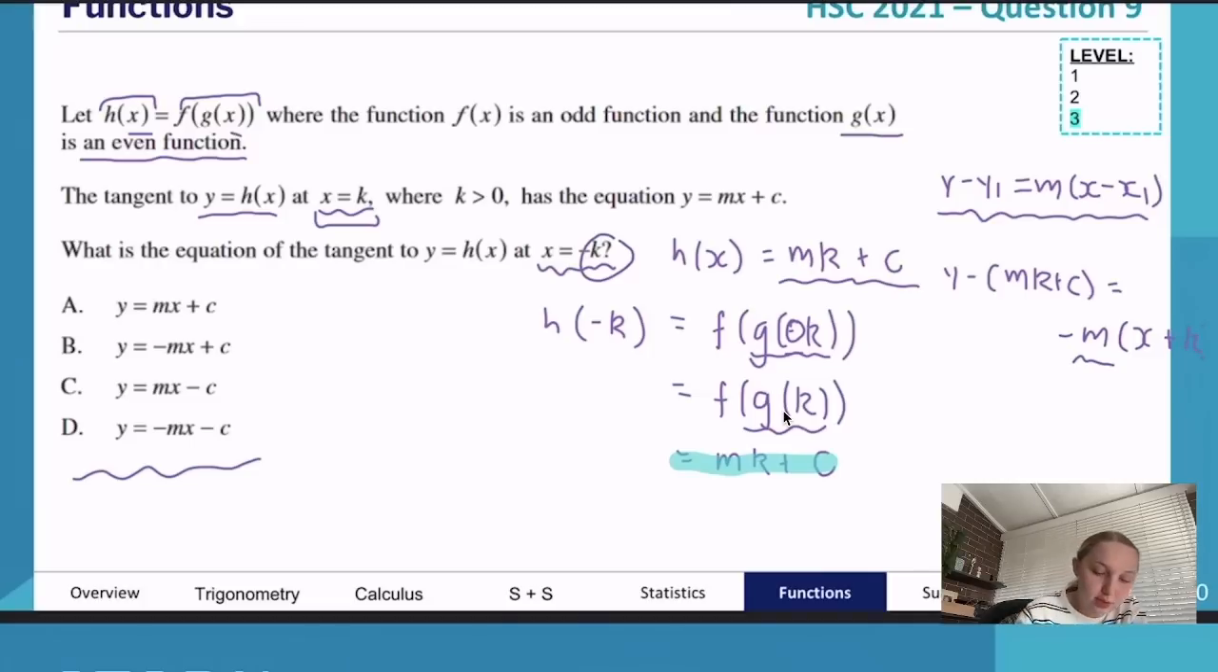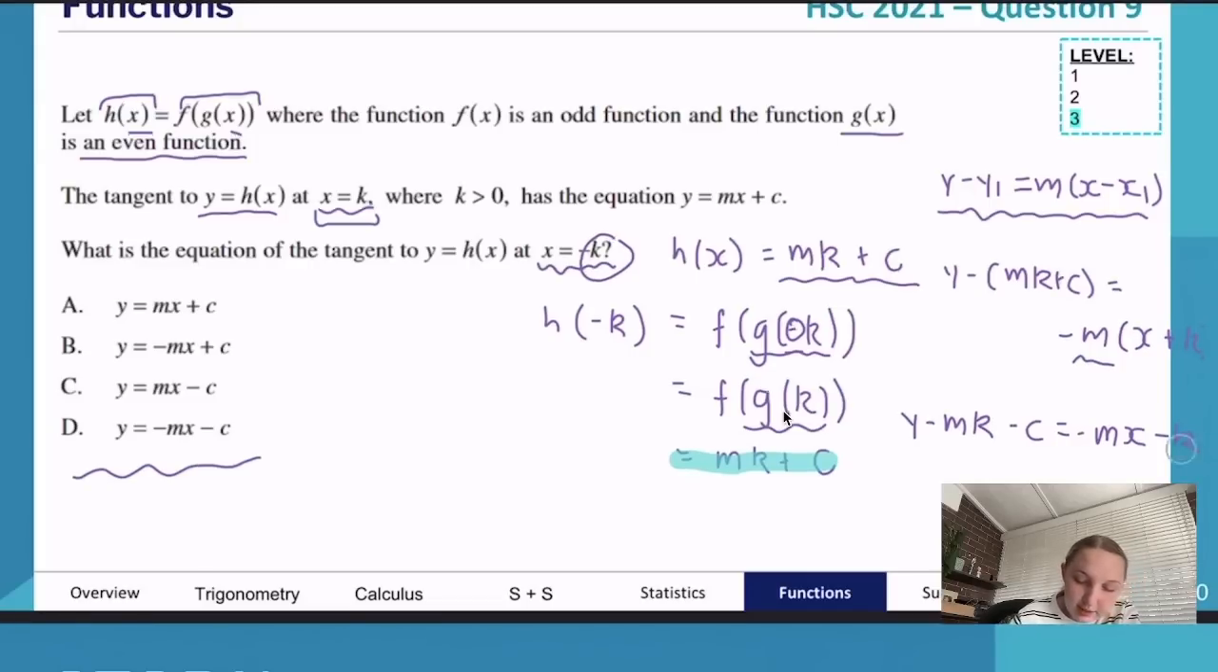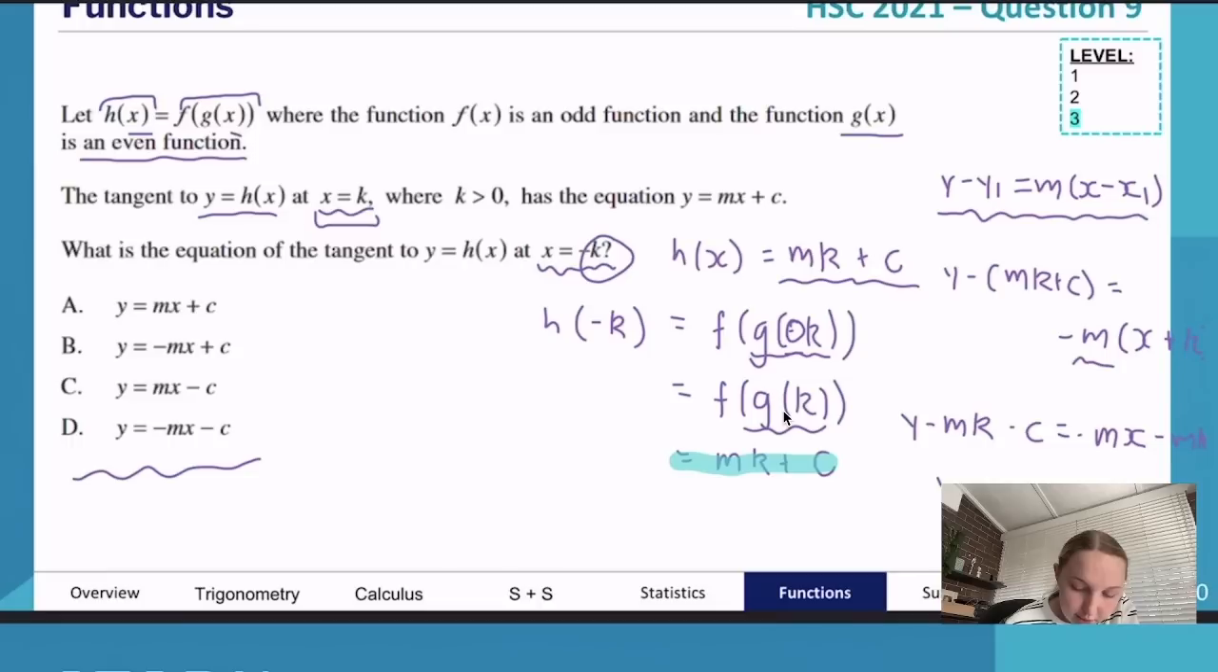Okay, and then what we want to do is, if we multiply all of this out, y minus c is equal to minus m x minus k. Then we just want to rearrange all of this so that we get y by itself. So then we're going to get, oops, sorry, that was meant to be mk there. I was wondering why this wasn't going to work. Minus mk. Then we'll get y equals, if we add that across, it'll cancel that out, negative mx plus c, which gives us our answer of B.